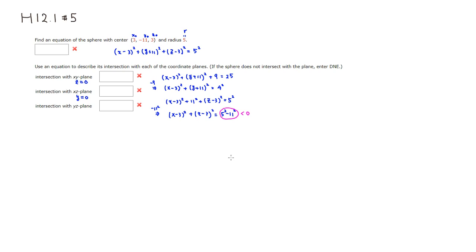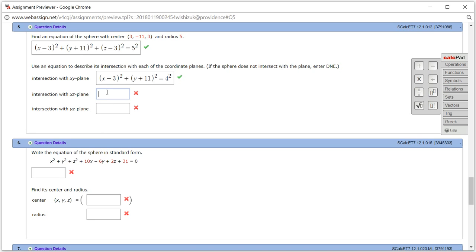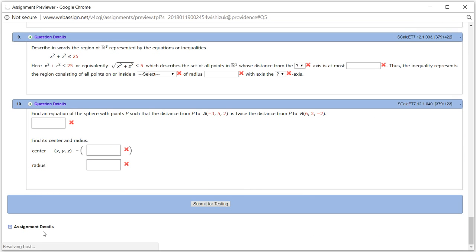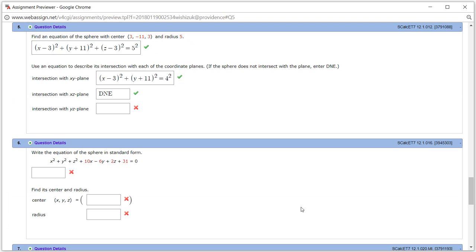So why is that the case? If you look at the distance between the xz plane and the center, the distance is 11. But the radius is only 5, so the sphere doesn't even touch the plane. So the answer is does not exist, D-N-E. Let's put that in there. Let's check the answer, submit for testing. It came back and we got that one correctly.